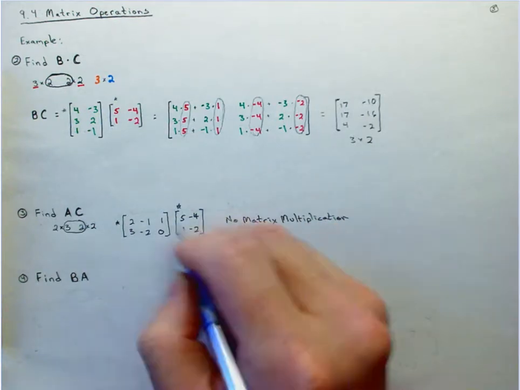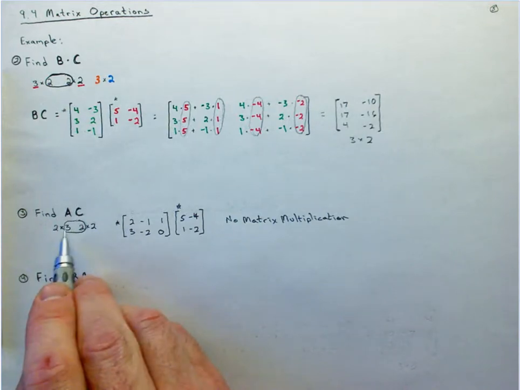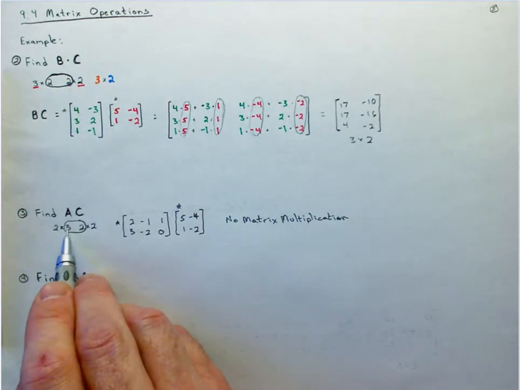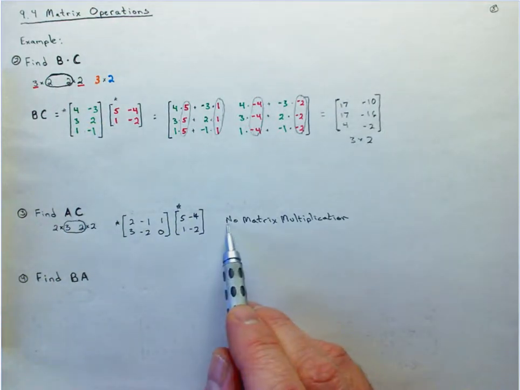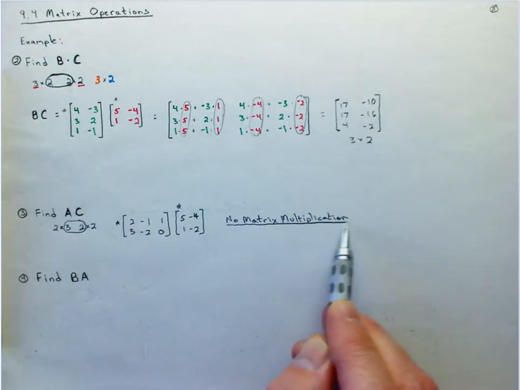That way you can actually see it versus understanding. But as soon as you do this and you see that these two aren't equivalent, the column with the row, then you can't do it. So hopefully you got that. So no matrix multiplication for that one.